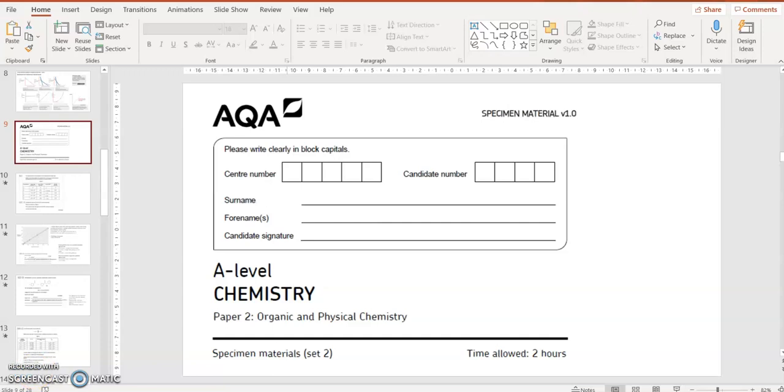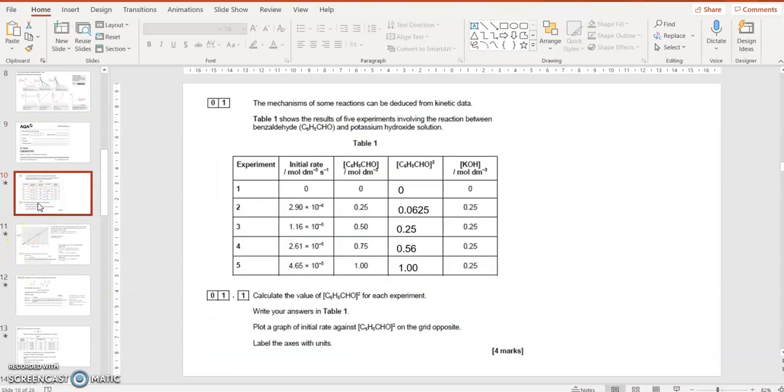Okay, specimen set 2, paper 2, let's have a look at rates. Okay, different kind of question. So this is an experiment where they have got some benzaldehyde. They have changed the concentration of benzaldehyde in the experiment across 5 different experiments.